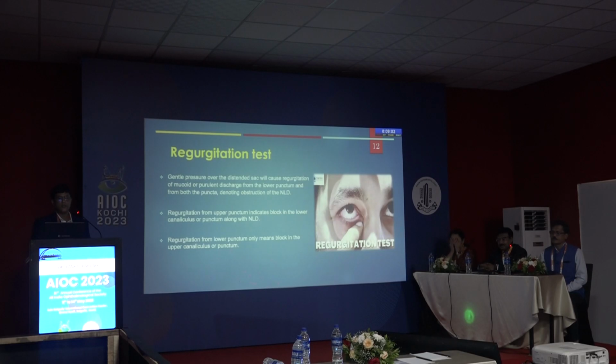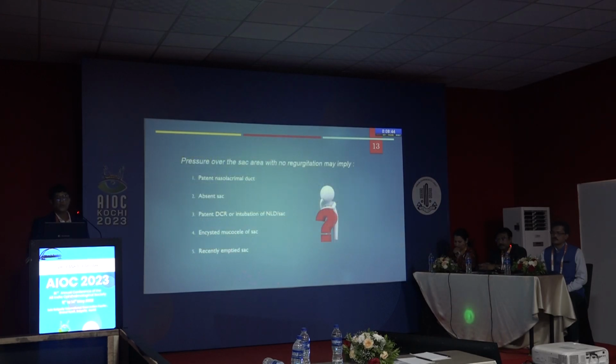So the regurgitation test: gentle pressure over the lacrimal sac. Regurgitation from the upper punctum indicates a block in the lower canaliculus or punctum along with the nasolacrimal duct. Regurgitation from the lower punctum may mean a block in the upper canaliculus or punctum. Pressure on the sac with no regurgitation may imply a patent nasolacrimal duct, an absent sac, a patent DCR or intubation of the NLD or sac, an encysted mucocele of the sac, or a recently emptied sac.